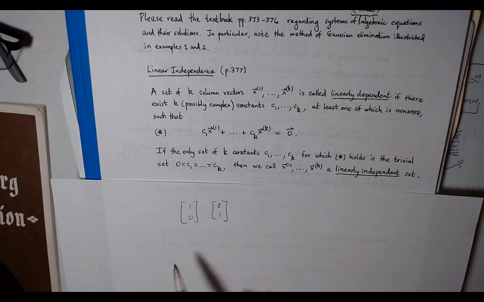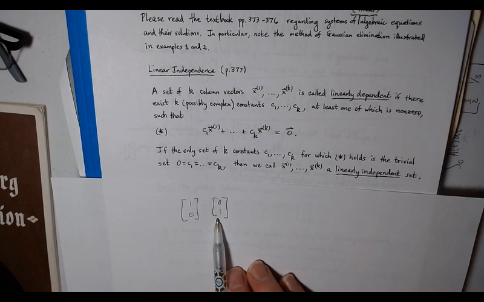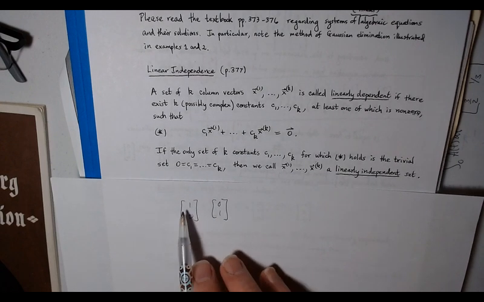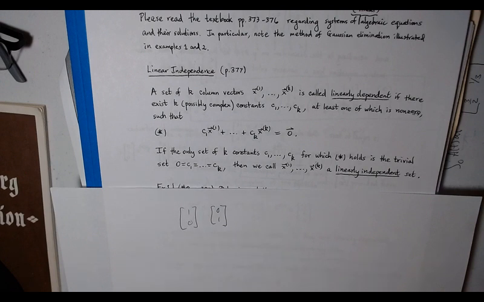For instance, the set of vectors 1, 0 and 0, 1 are linearly independent. There's no choice of a constant to multiply by this and a constant to multiply by that to add up and get 0 unless this constant is 0 and that constant is 0. And so that forms a linearly independent set.